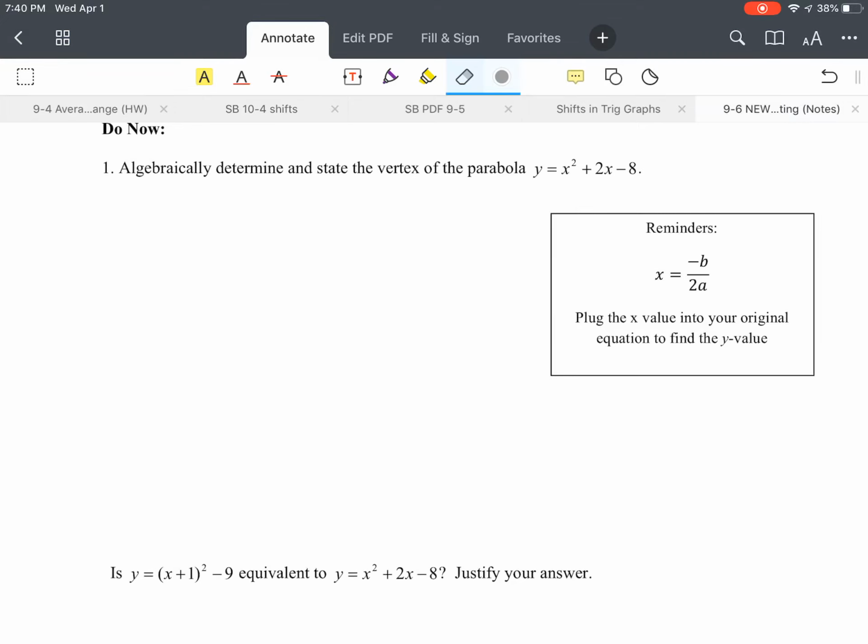Hi everyone! We're going to be learning a new topic today, which is converting between standard form and vertex form for a parabola. So we've been talking about parabolas for a while. Let's get right into it. Let's do the do now.